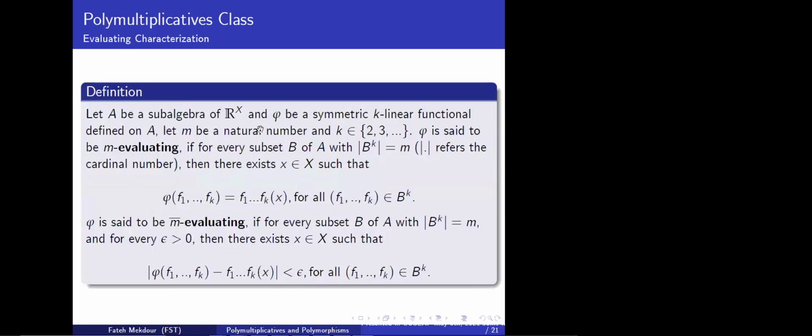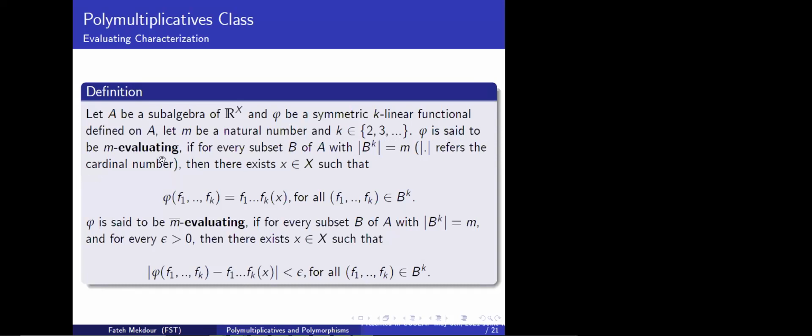Now let us introduce respectively the definitions of m-evaluating and m-bar-evaluating symmetric linear functionals on an arbitrary subalgebra of R^X. So let A be a subalgebra of R^X and phi be a symmetric linear functional defined on A. Let m be a natural number and k be a natural number greater than or equal to 1.